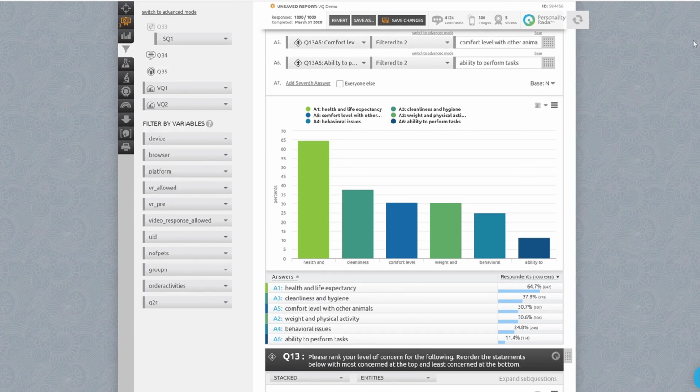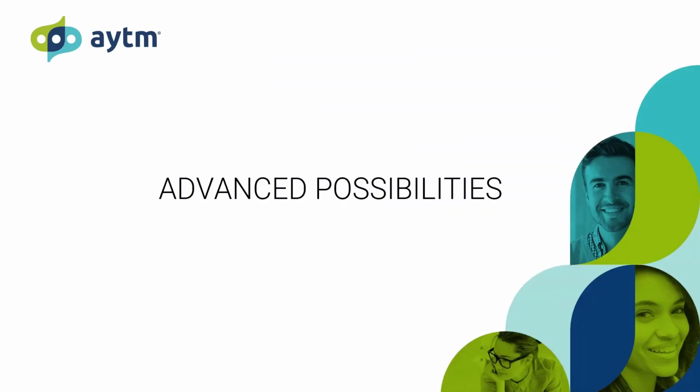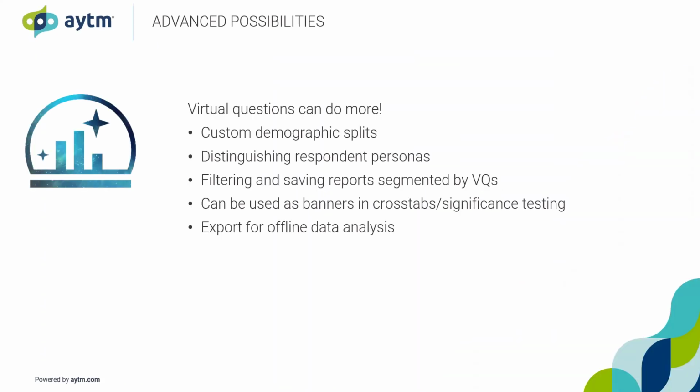Another important thing to note is that this VQ is now part of the underlying raw data set, which means it will export the same as any other question for offline data analysis. What if you want to get complicated? Some of the more advanced things you can do with virtual questions include creating custom demographic splits, respondent personas, and using the virtual question presets to quickly analyze group logic.